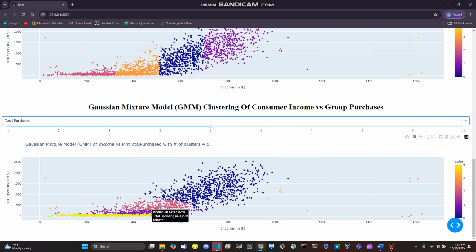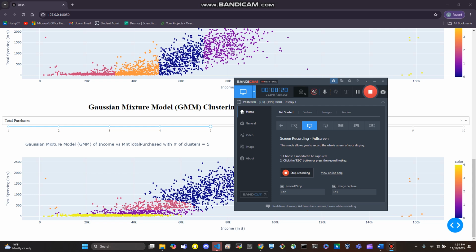We could see that, yes, that density group has been classified as a cluster by itself. So, yeah, that is my Plotly data visualization dashboard, and thank you.